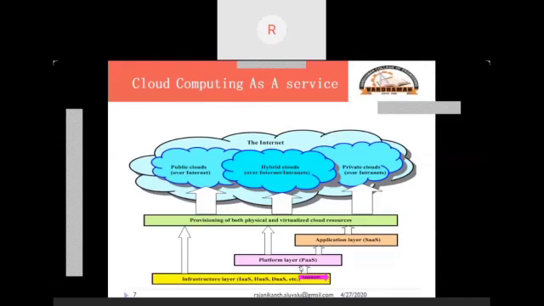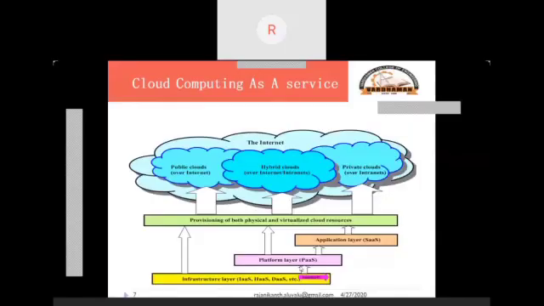So what is exactly the difference between a deployment model and a service model? Service model says what kind of computing service you are going to take. Are you in need of hardware computing, processing power? Are you in need of a deployment model where you can develop your own software, or are you in need of a software which is readily available to use? So these are the three different service models.